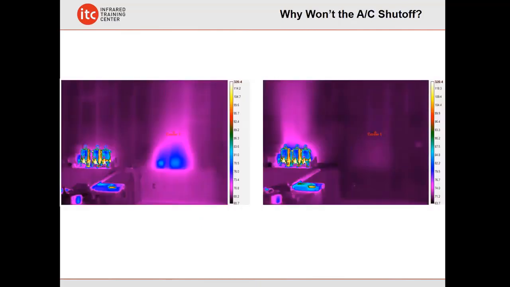We explore our thermal world all the time, all around us. We do training classes in a variety of different locations. This happened to be in a conference room at a hotel out in Las Vegas. A situation where they couldn't get the room to warm up. The air conditioning wouldn't shut off.